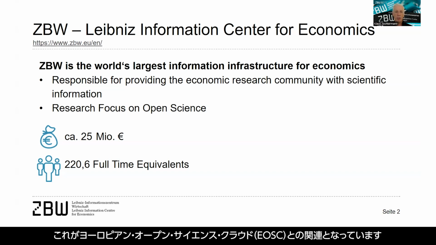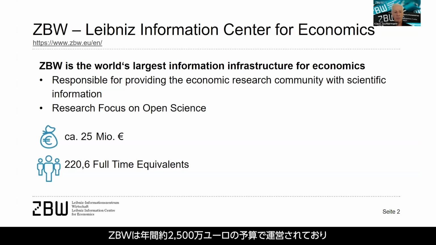We operate with a budget of around 25 million euros per year, and we have 220 full-time equivalents distributed among two locations. One is based in Hamburg, the other one in Kiel. Both cities are in the north of Germany.